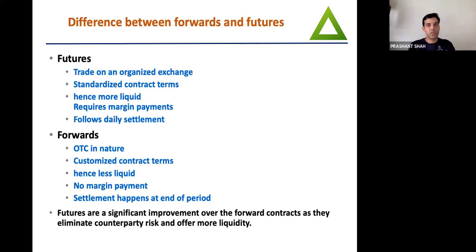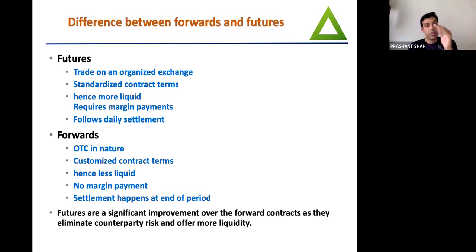So futures, the difference between the forwards and futures. First we talk about futures. They are on the stock exchange, so organized instrument, standardized terms, right? They are liquid because they are traded on the stock exchange. It requires margin payment and it follows daily settlement.